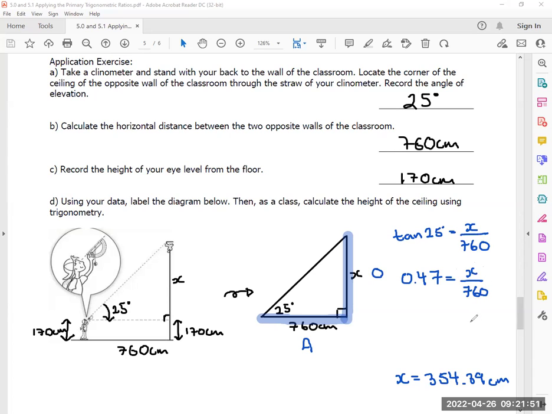Okay. And then someone want to take my spot? Someone want to fill me up? Yep. You multiply both sides by 760. Right. There's a division of 760. So I have to get rid of this division so that x is all alone. How do I do that? Both sides multiply by 760.